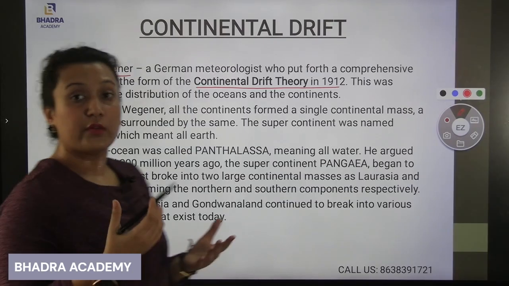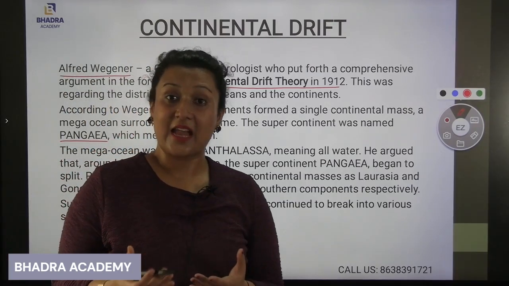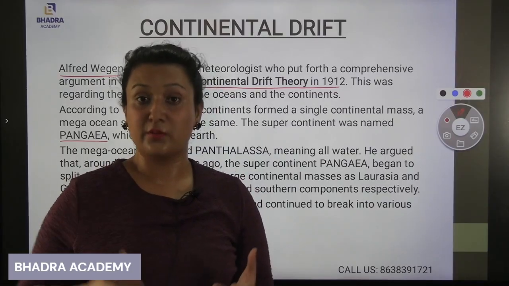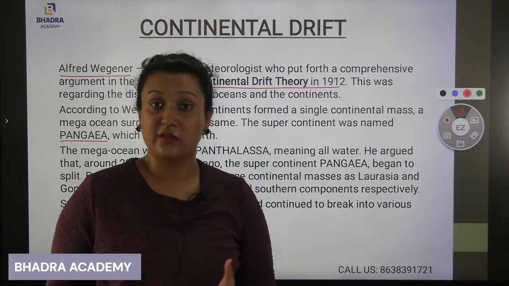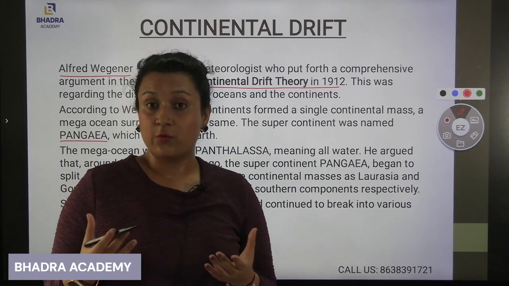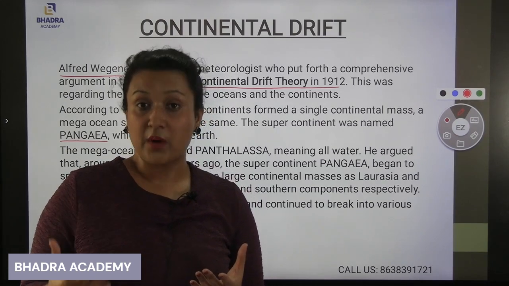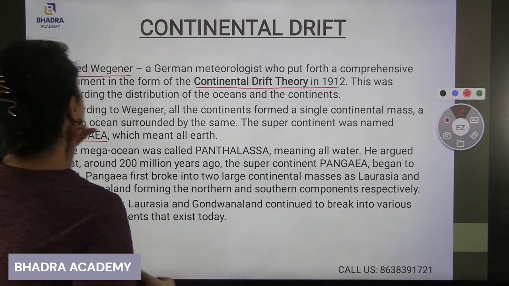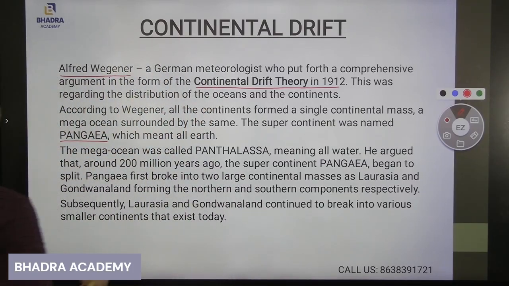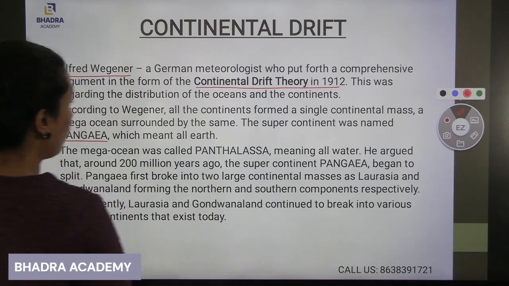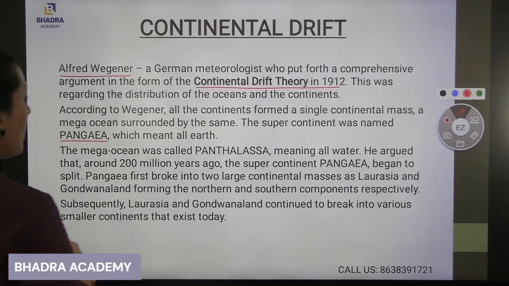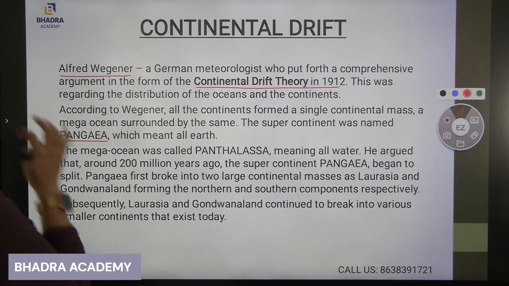You see, there was only one landmass, and that landmass was surrounded by seas and ocean. But slowly, due to natural processes, the landmass named Pangaea was divided into different continents and oceans. Also, the mega ocean was called Panthalassa, meaning all water. He argued that around 200 million years ago, the supercontinent Pangaea began to split.